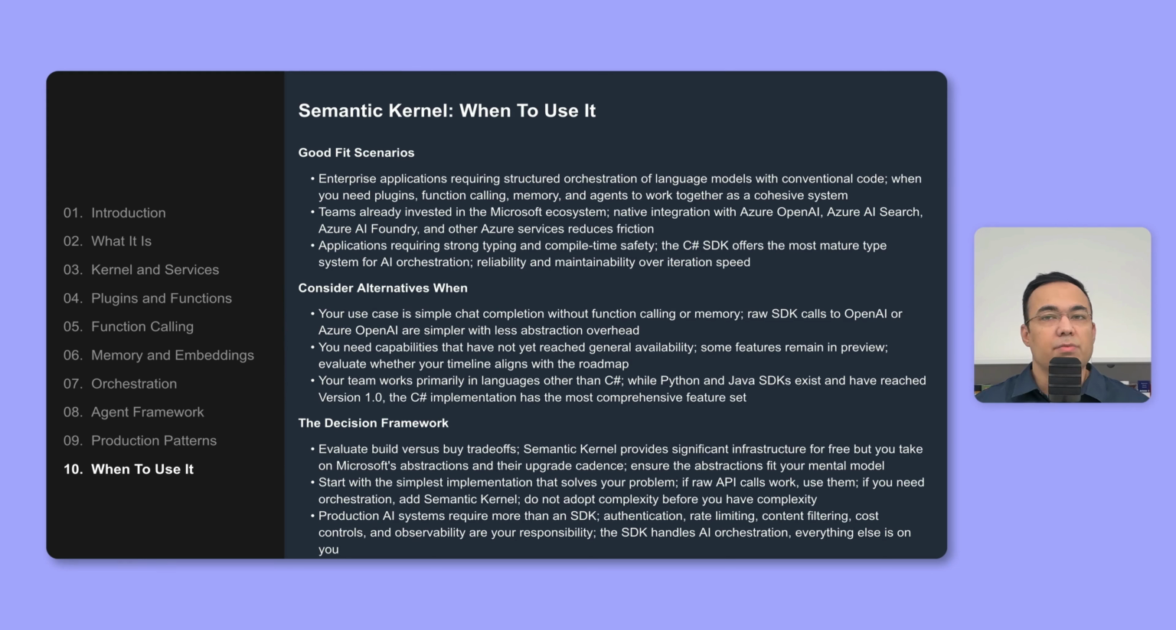If your team works primarily in languages other than C#, consider this carefully as well. While Python and Java SDKs do exist and have reached version 1.0, the C# implementation has the most comprehensive feature set for Semantic Kernel. You may find capabilities available in C# that are not yet ported to other languages and might take some time. For the decision framework, evaluate build versus buy trade-offs honestly.